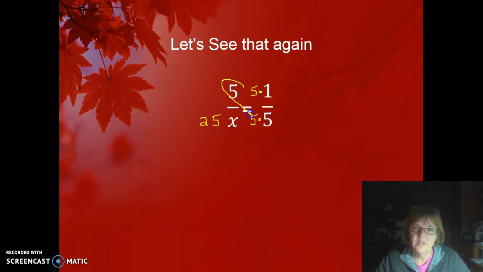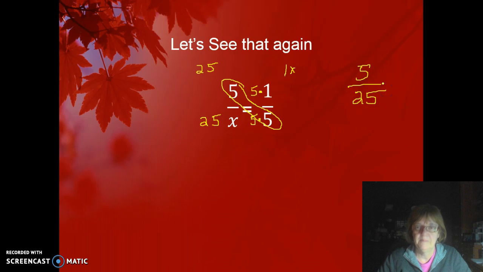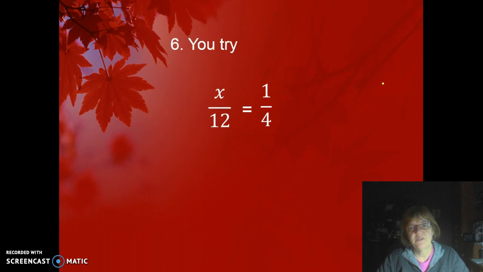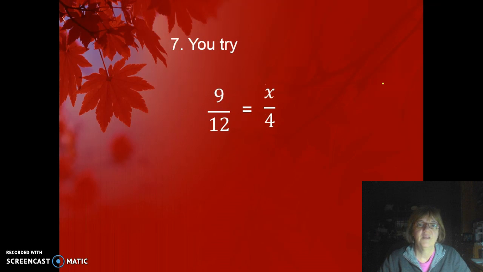What if you wanted to do that other thing, the multiplication thing? You would get 25 over here, and you would get 1 times x, or 1x. Well, what times 1 gives us 25? Same answer. Okay, so the answer to this problem is 5 over 25. Now it's your turn. One more.